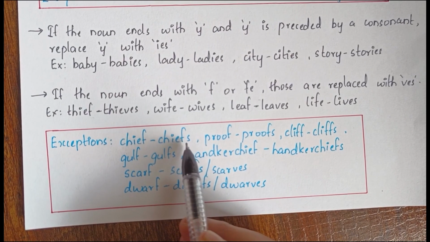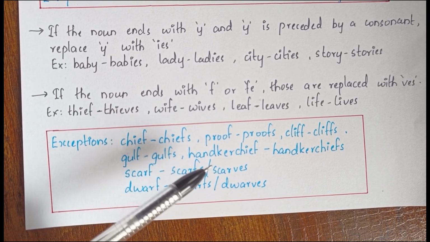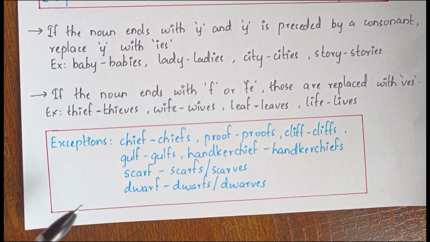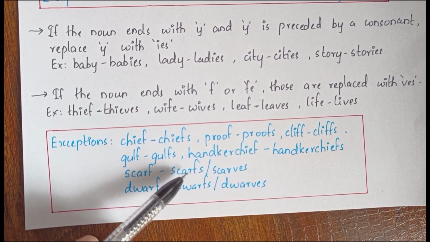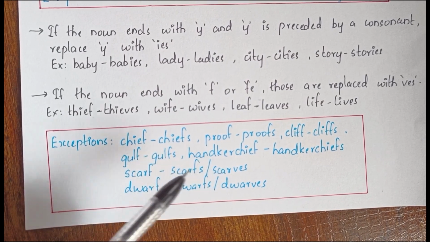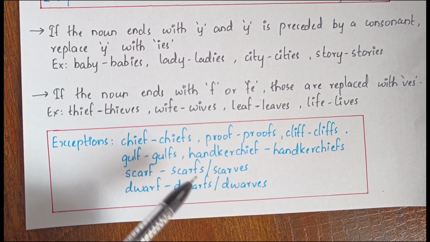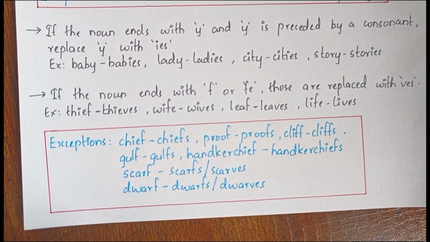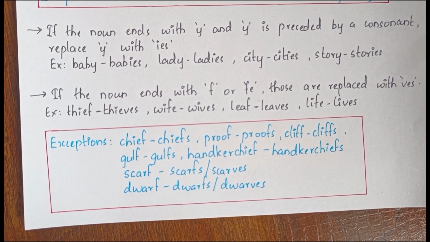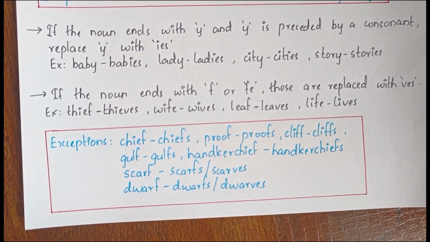Proof, proofs. Cliff, cliffs. Gulf, gulfs. Handkerchief, handkerchiefs. And here we have two cases. For scarf and dwarf, both forms of plurals are correct. That is, either by adding s or replacing it with ves. Both are correct. So for many of these grammar rules you need to study the examples also, so that you get familiar with their plural nouns and you can point out the errors.